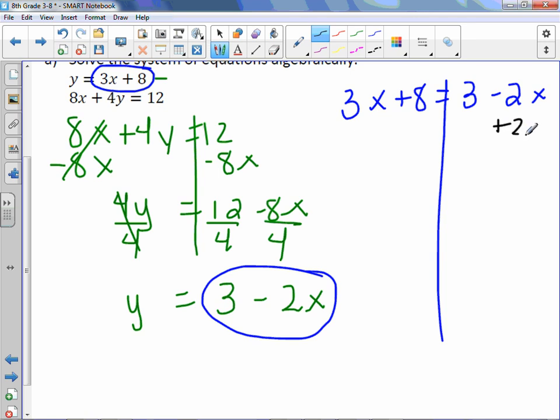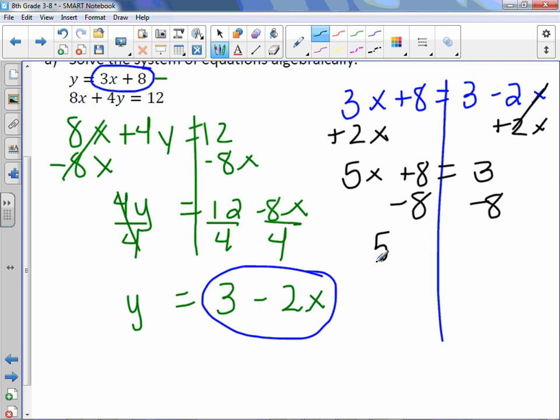Let's add 2x to both sides. We get 5x plus 8 equals 3. Subtract 8. 5x equals negative 5. Divide by 5. x equals negative 1.